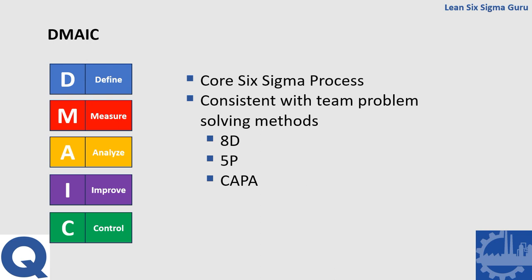As a process, it is very consistent with team problem-solving methods like 8Ds, like 5Ps, like CAPA, corrective action, preventive actions. All of these tools are very consistent with DMAIC, although DMAIC has some unique characteristics that make it more well-suited to Six Sigma applications.